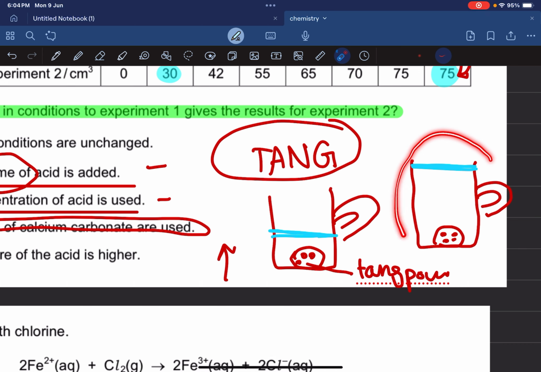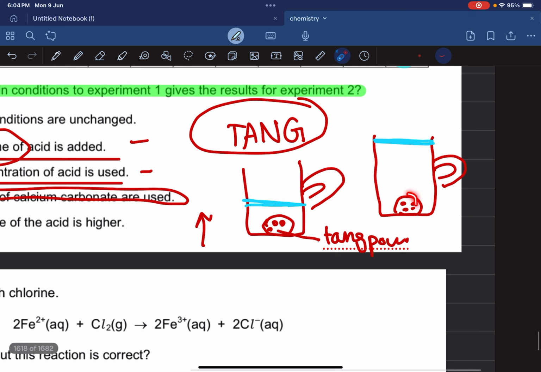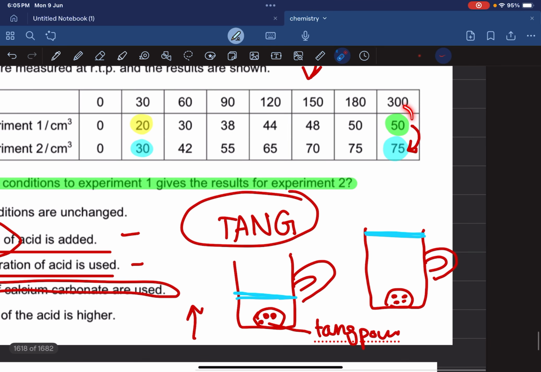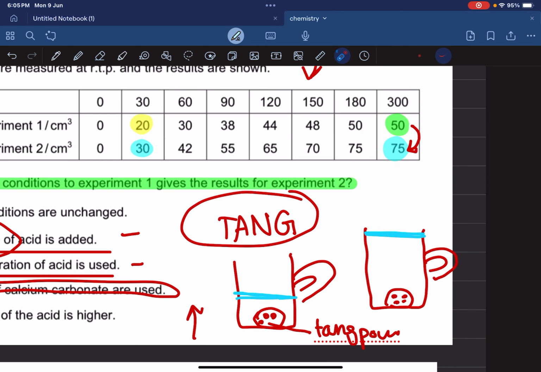I have more volume in it, but the amount of my tang remained the same. So even if you increase the volume of acid, the amount of your acid remains the same. So your product cannot be increased by increasing the volume, because the amount of tang that you used in both experiments was exactly the same. You just increased the amount of water in it. I hope you get it.